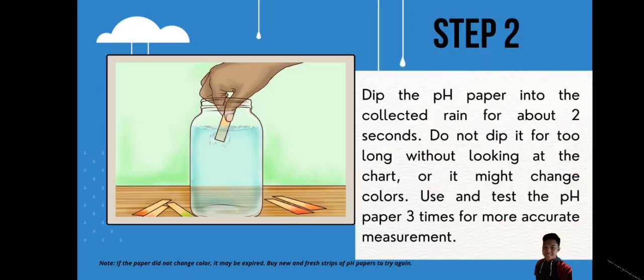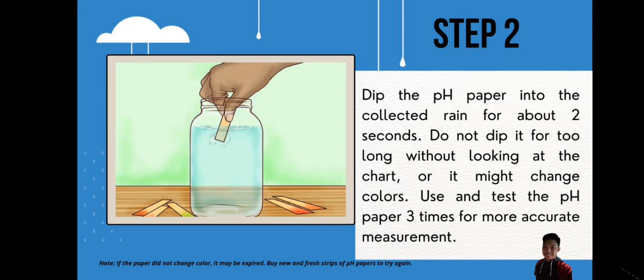Now, the second step is to dip the pH paper into the rainwater. The paper must stay for at least 2 seconds, not less or longer. Why? It is because the color might change. It is recommended that when 2 seconds have passed, check the color chart immediately and compare the color of the paper, and it must be tested 3 times for better accuracy.